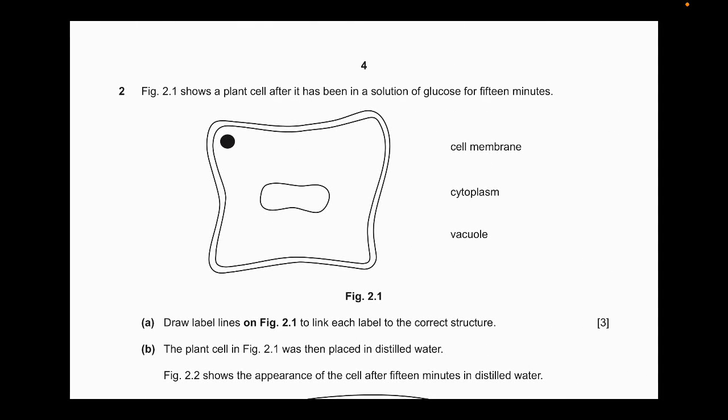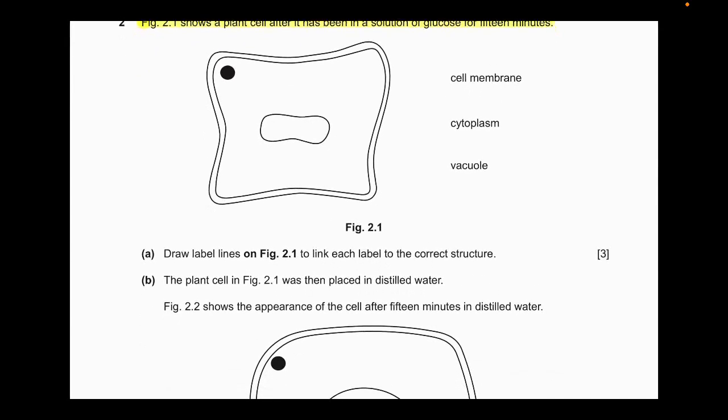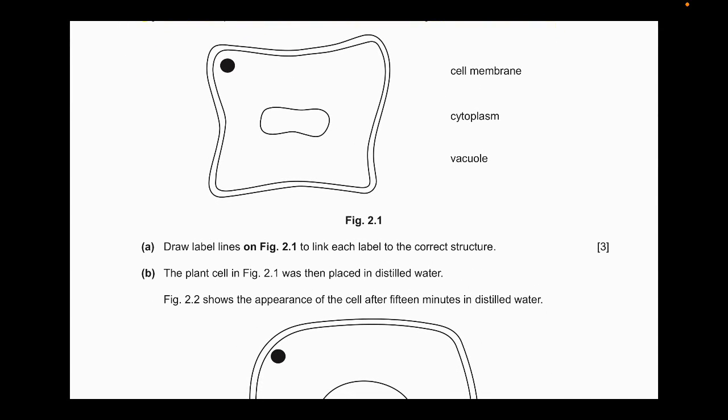Next question. Figure 2.1 shows a plant cell after it has been in a solution of glucose for 15 minutes. Okay. Draw the label lines on figure 2.1 to link each label to the correct structure. So we must touch the structures. So cell membrane, cytoplasm, vacuole.